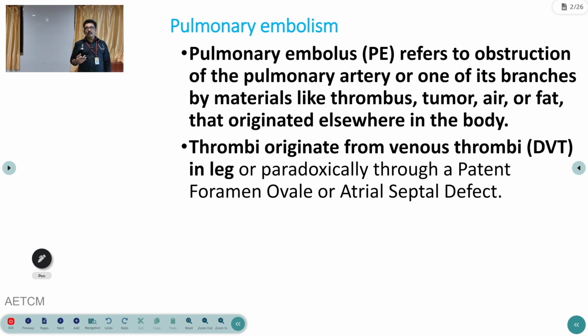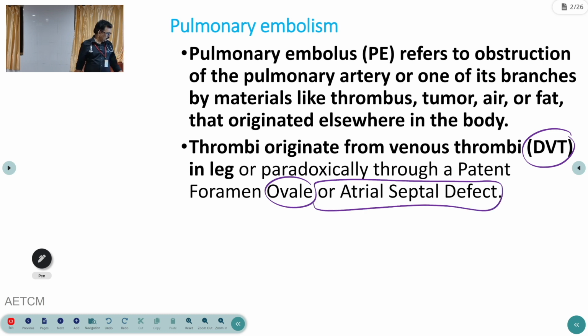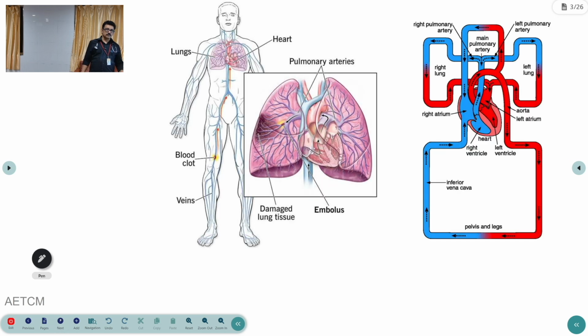The commonest cause for pulmonary embolism is DVT, deep vein thrombosis, especially in the lower limb. It can happen in the upper limb also, but the most common problem is DVT in the lower limb. From there it gets dislodged, and through the IVC it reaches the right atrium, then the right ventricle, then the pulmonary circulation. Or, paradoxically, it can come through a foramen ovale or atrial septal defect. That is not very common nowadays, but it can also happen.